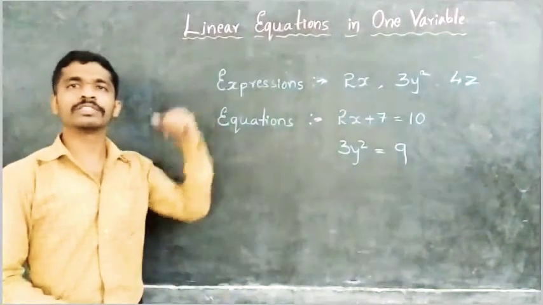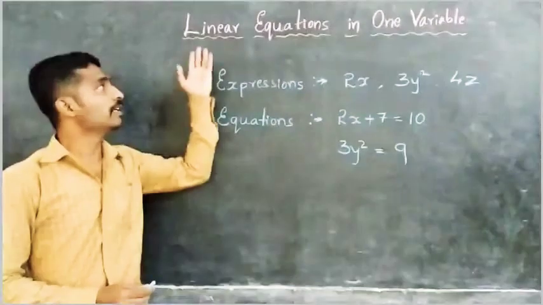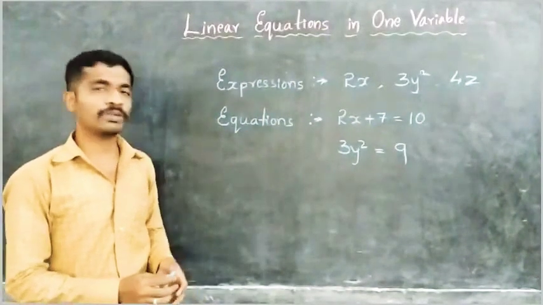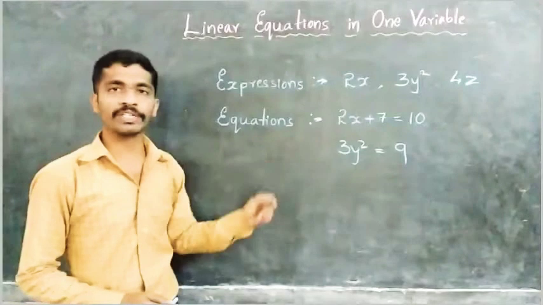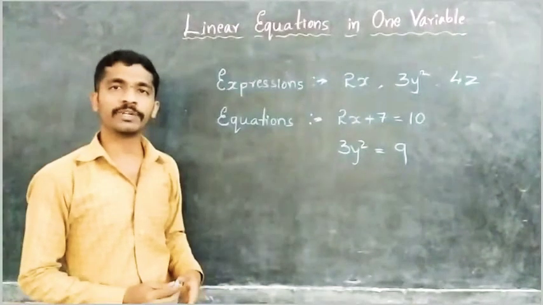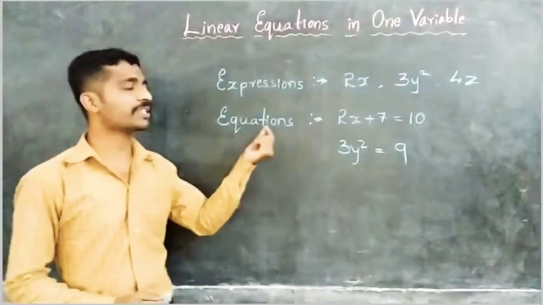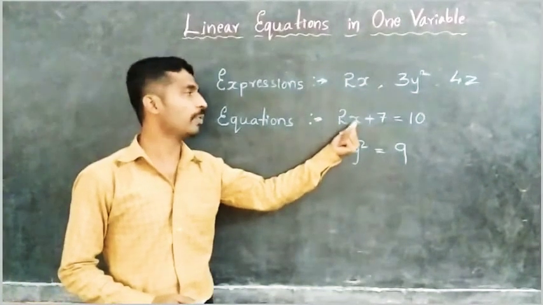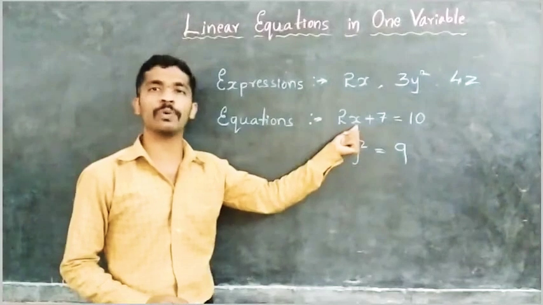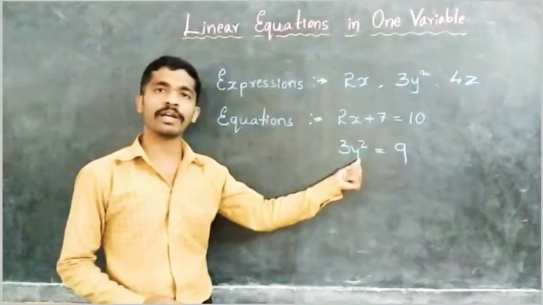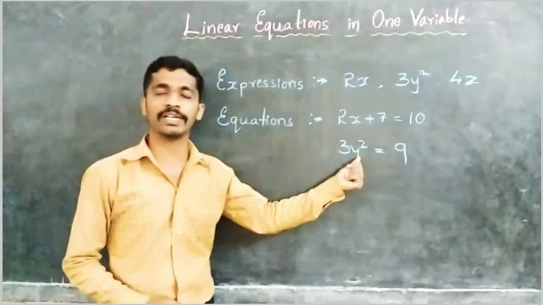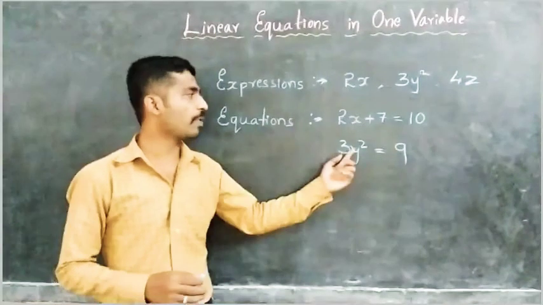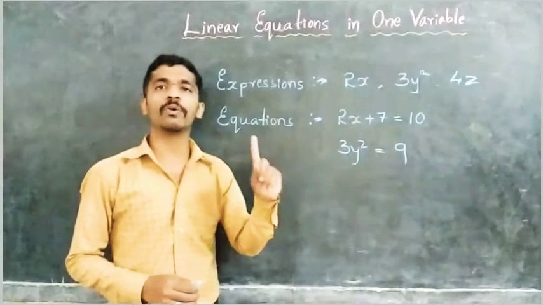But our chapter is linear equations in one variable. So in these two equations, which is the linear equation? The linear equation in one variable has only one variable. See here, x is the only variable, but here y into y, that is y square. In short, we can say the power of the variable should be 1.